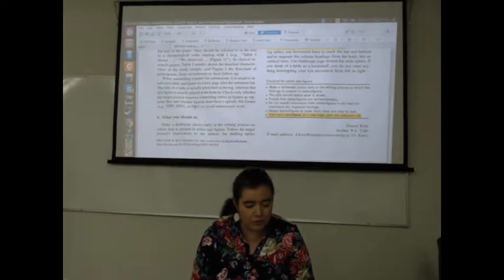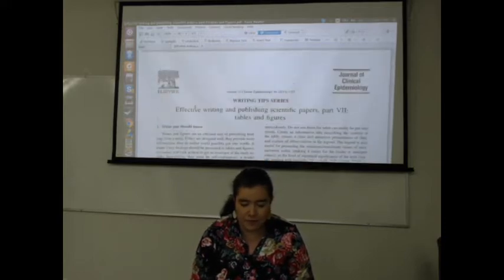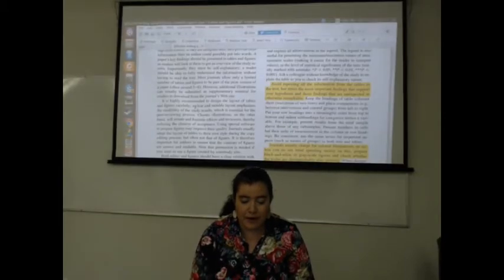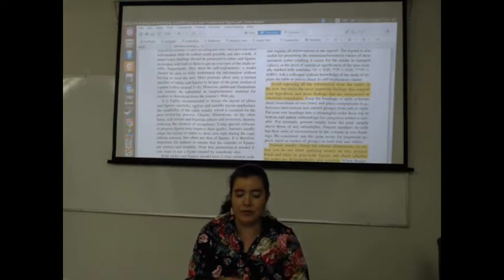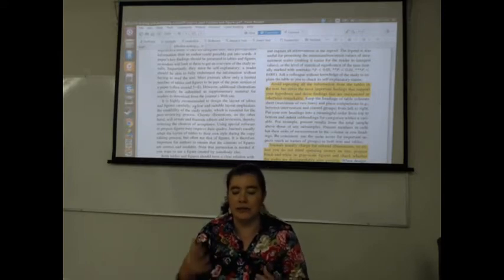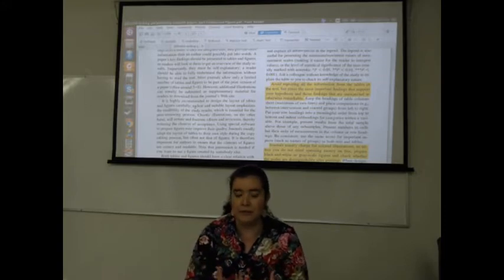What you should do: make a deliberate choice early in the writing process on which data to present in tables and figures. Okay. Avoid repeating all the information from the tables in the text. So you are just going to say after the table or graphic some important thing that is remarkable in the paper.